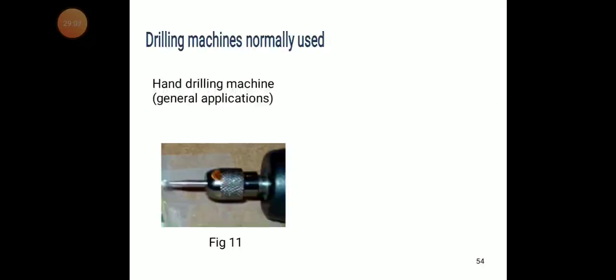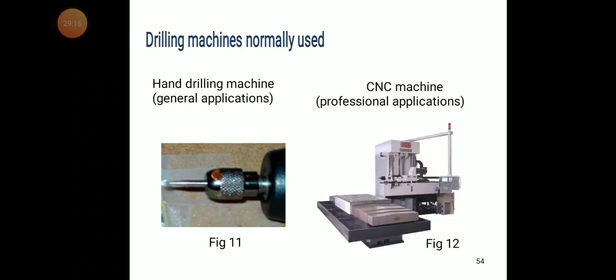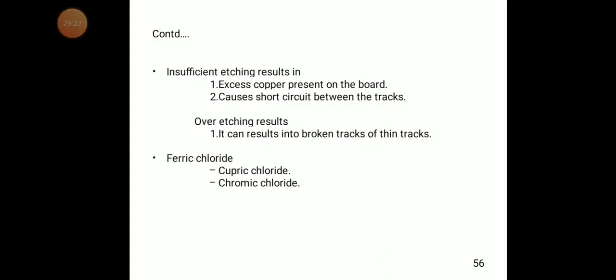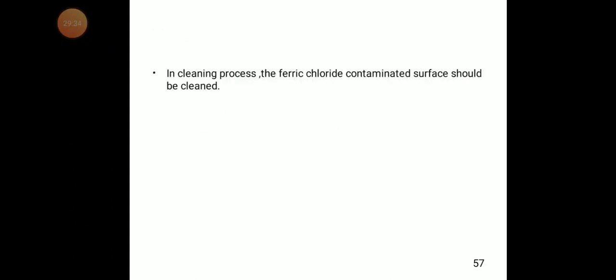We can drill the holes. Generally we use hand drilling machines, or a CNC machine can also be used for drilling. In industrial applications, we use the CNC machine. This is the etching machine. So these are some conclusions about our etching process.